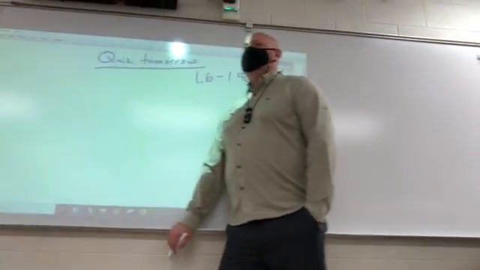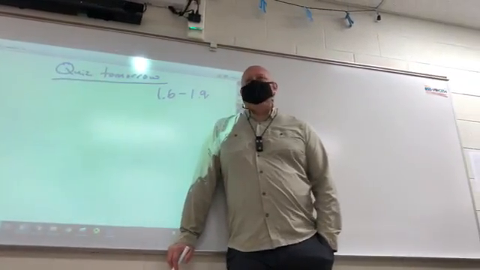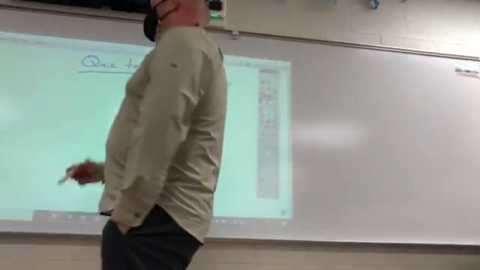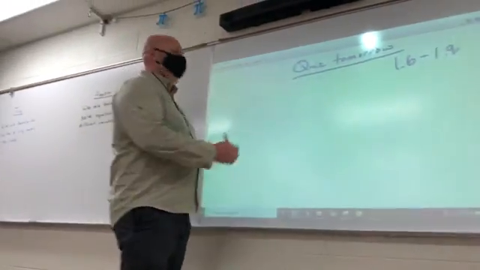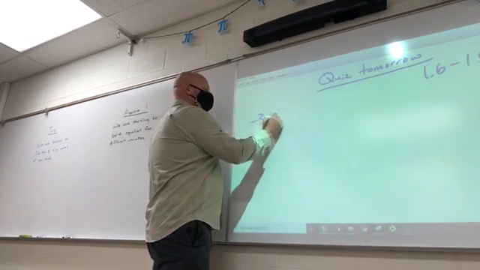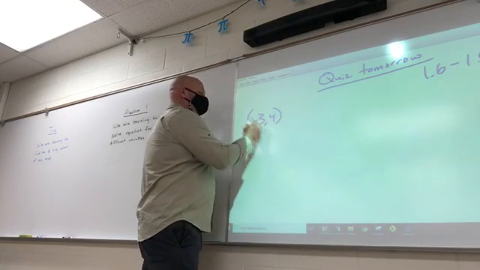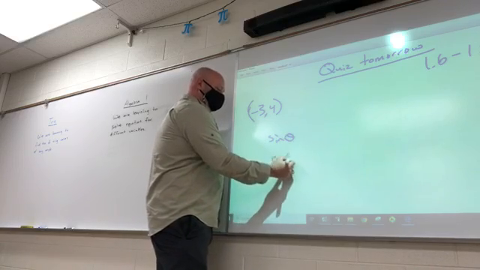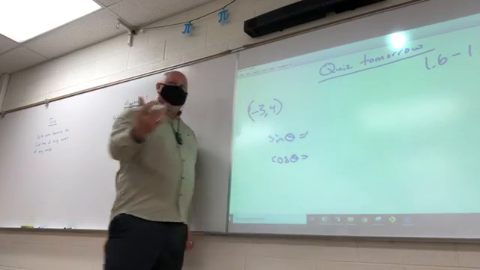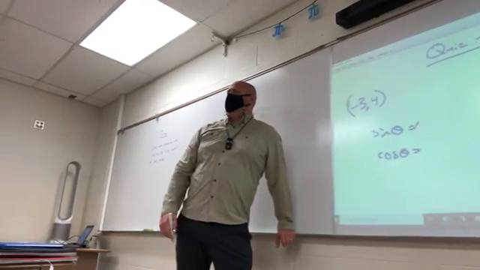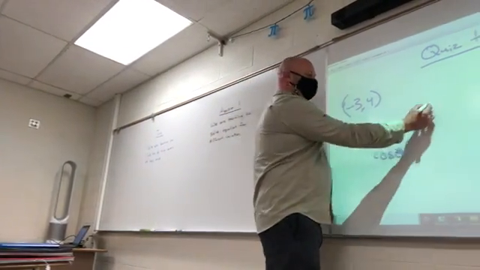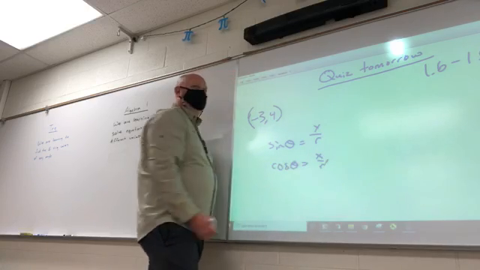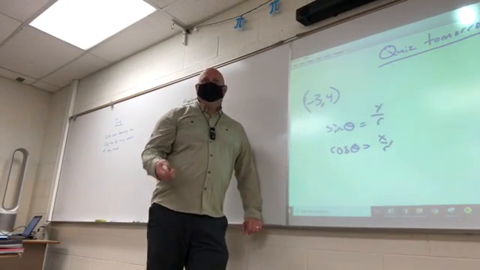1.6 was when we just introduced sine and cosine. So basically, I'll give you a point, like -3, 4. And I'll ask you at that point, what's the sine value and what's the cosine value? Sine is what over what? Y over r. Cosine is x over r, right? So you've got to find your r. How are you going to find your r?